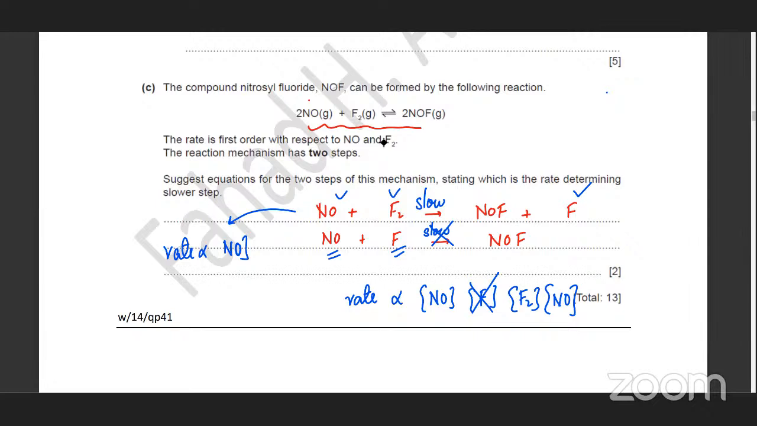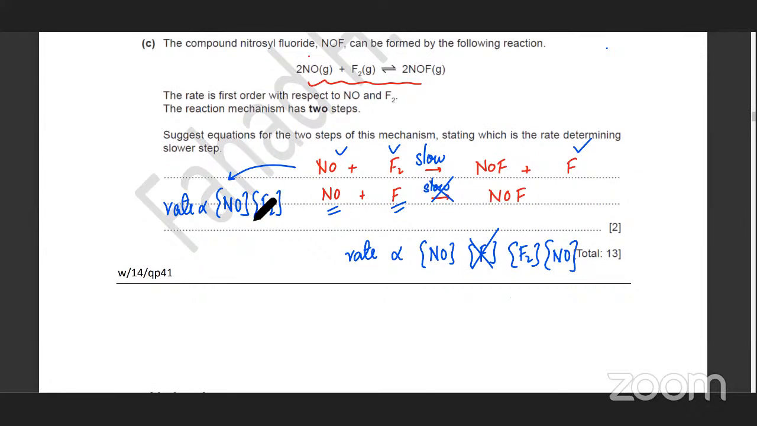It would just be dependent on NO and F2. That's it. Is there room for difference in the marking scheme when you write different mechanism equations? In this case, there's a lot of room. They'll accept a lot of things as long as it makes some sense. They're probably looking for whether you're able to figure out which one is the slow step.